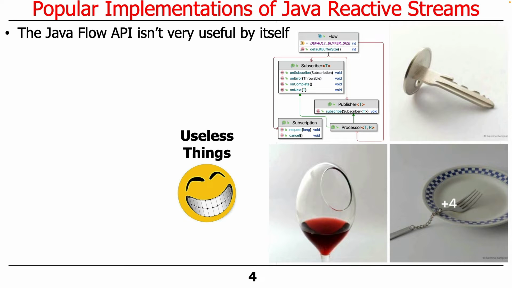We talked about the Flow API in the previous part of this lesson. However, it's not actually very useful by itself. There's a bunch of things that are sort of useless. So one example would be a fork that has a chain between the prongs and the handle. Not going to be very useful for getting your food.